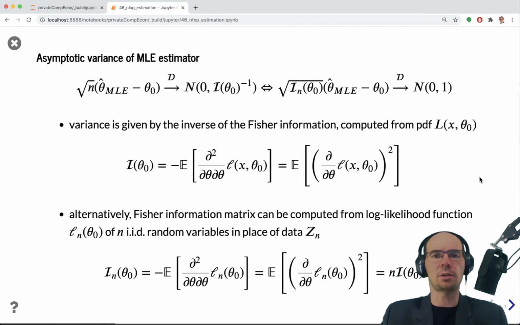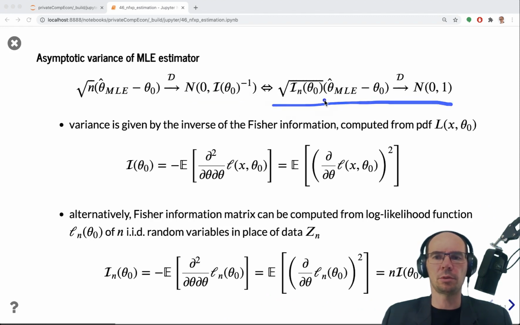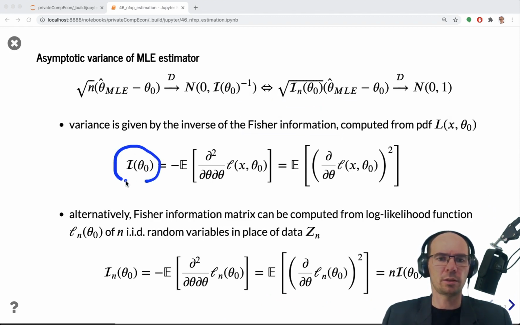Okay, we are mainly concerned with the asymptotic variance of the MLE estimator and how to compute it. And here is a brief summary of how it's done. It's quite fascinating. The fact that this expression converges to the normal distribution is equivalent to being able to calculate the variance from what's called the Fisher information. This curly I notation here.